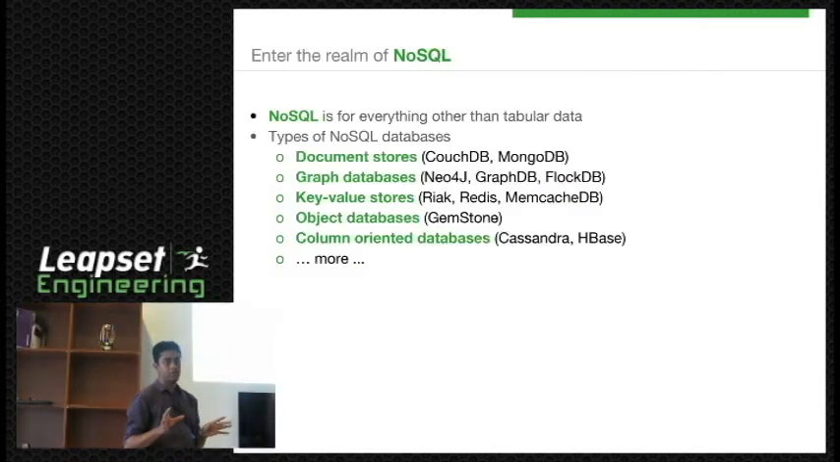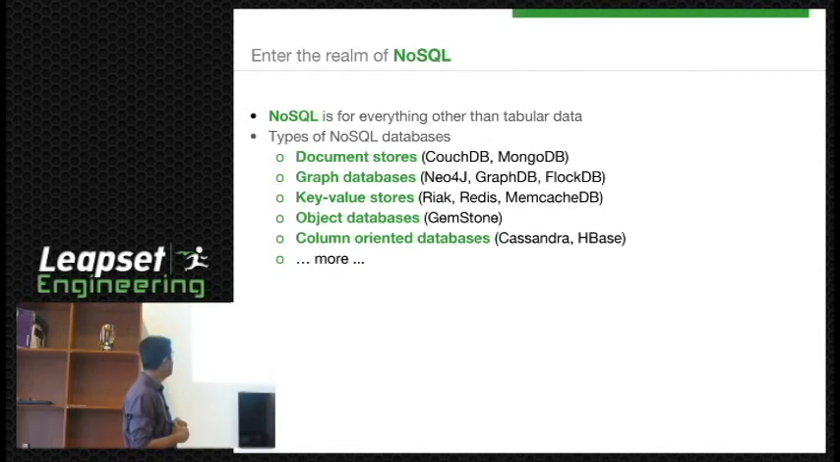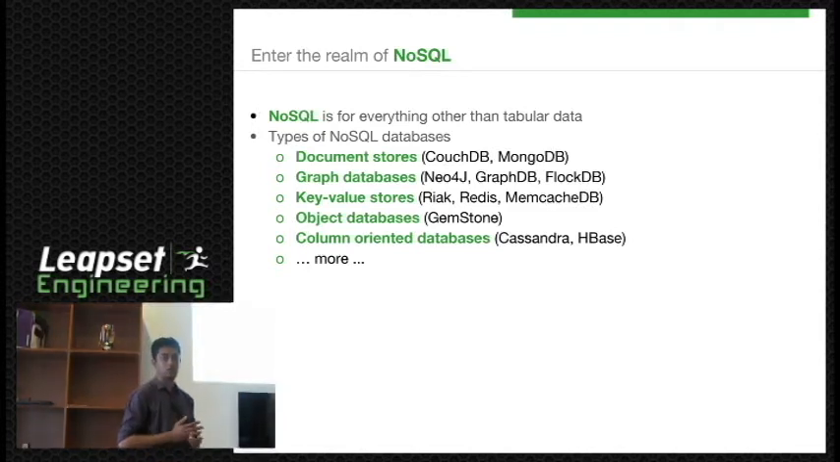So when you talk about big data, you will come across this word NoSQL, right? NoSQL is for everything other than tabular data, right? The RDBMSs that we have do not scale for big data, right? That's why the industry came up with so many different NoSQL databases. So out there you will find many different NoSQL databases. These are some of the types of databases.